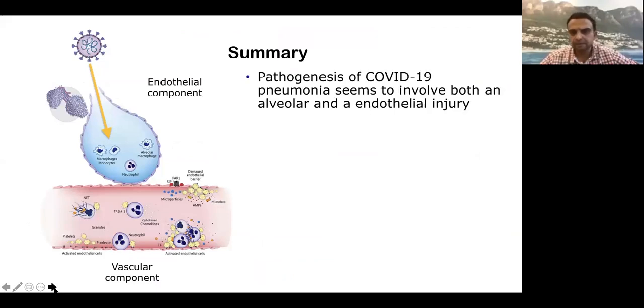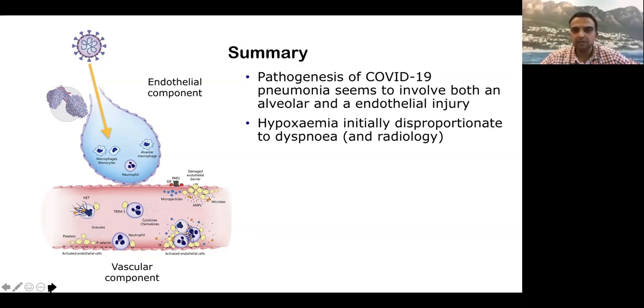So in summary, the pathogenesis of COVID-19 seems to involve both an alveolar and an endothelial injury happening together, and that explains why these patients present in the way they do. Hypoxemia is usually disproportionate to dyspnea. I want to highlight this. These patients tolerate hypoxemia very well. I think it's because the mechanism is not the lung pathology, but rather the loss of pulmonary vasoconstriction and vasoplegia. That's why they may look well, but they can be very sick.